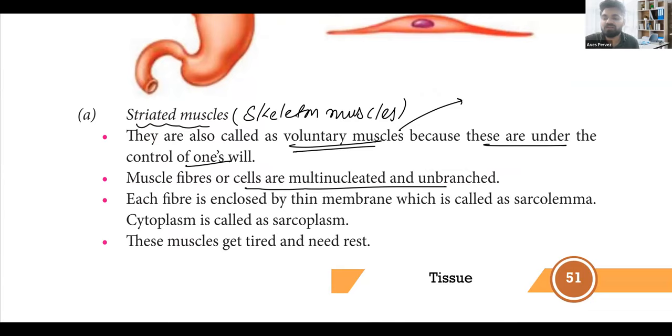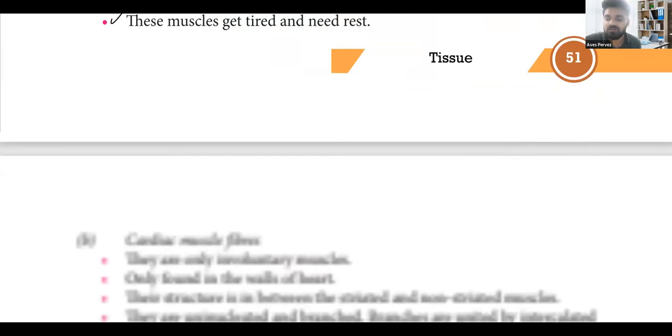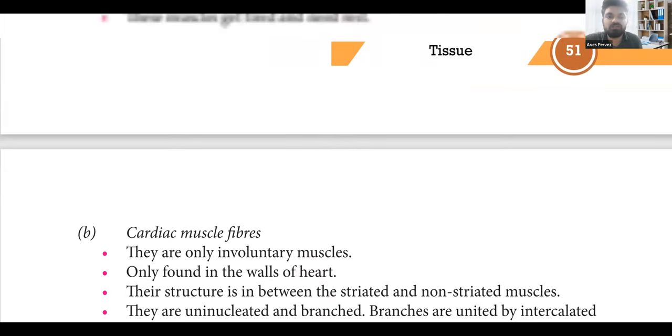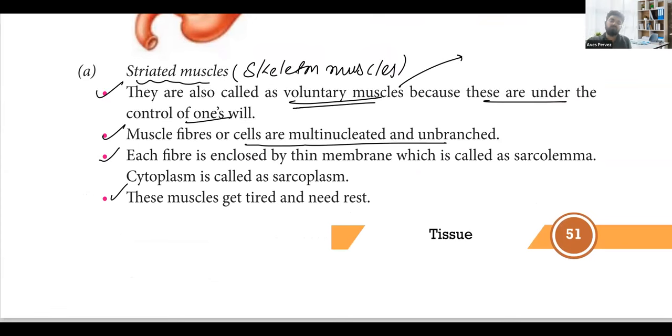This muscle gets tired and needs rest. For example, if you start working for some time, then these muscles get tired, and we need to rest. Okay, got it? So note these points, please. Striated muscles.